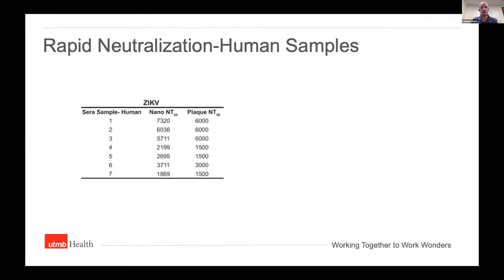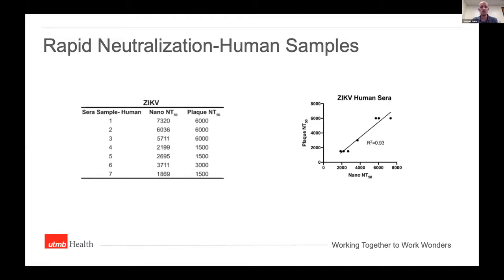We did have the chance to test a small amount of human patient Zika positive sera. Now this was against our capsid mutant Zika, and we did it in parallel. We did the neutralization assay using our luciferase Zika and then a regular plaque reduction neutralization test and compared the results. The correlation is seen here on the right side, and the data is very promising.